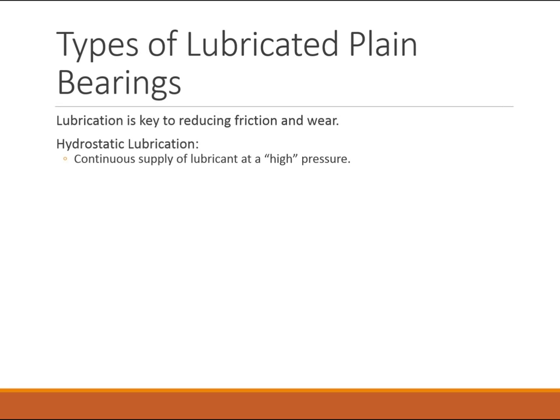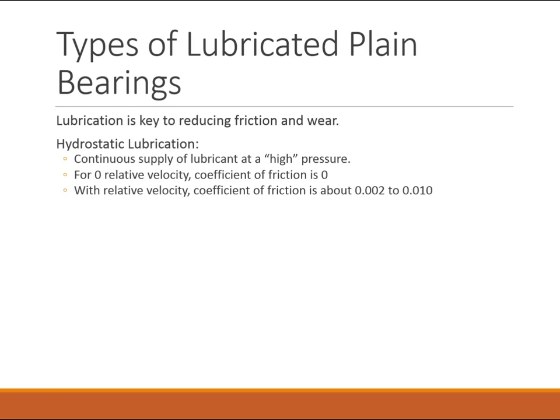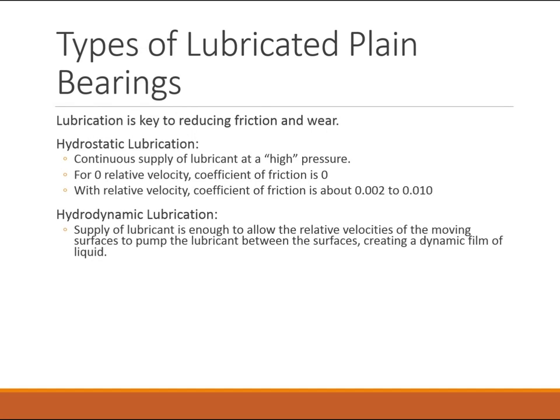Okay, so let's look at three different types of lubricated plain bearings. Lubrication is absolutely the key to reducing both friction and wear. In hydrostatic lubrication, you have a continuous supply of a high-pressure lubricant and a very low coefficient of friction. Actually, for zero relative velocity, if you're moving very slowly, the coefficient of friction is almost nothing. And with a relative velocity, it's normally around 0.002, which is a very small coefficient of friction.